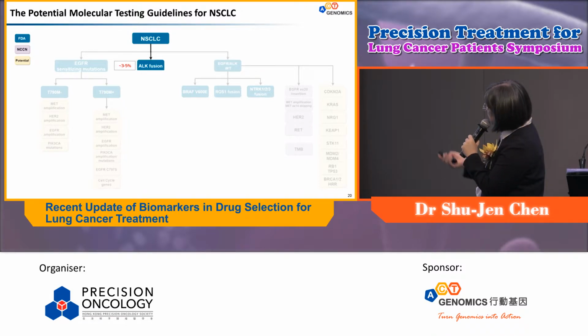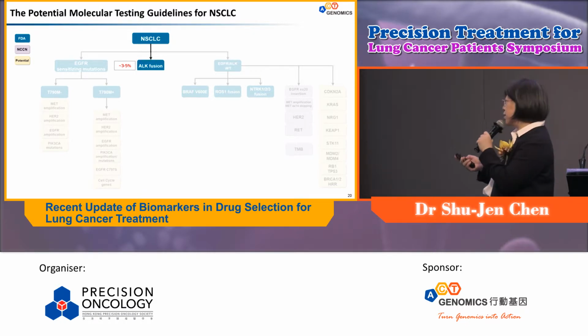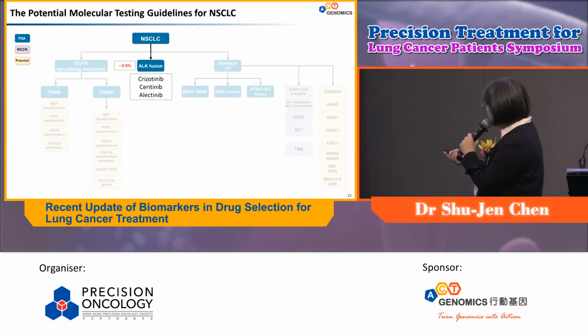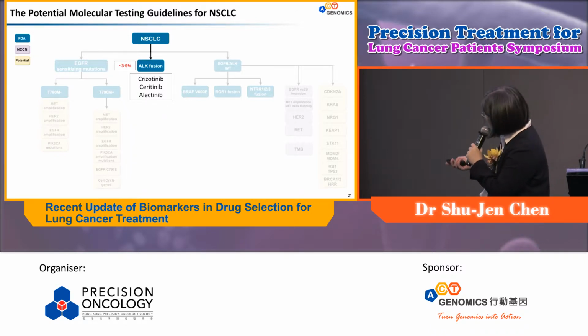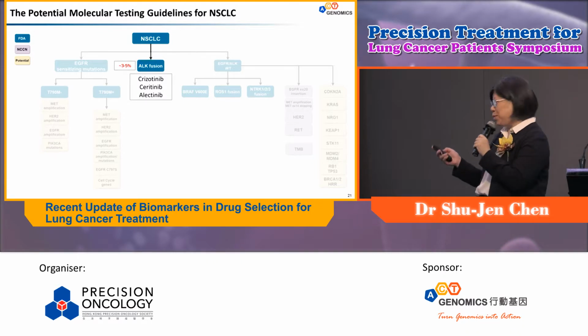Then the second pathway, and also a pretty dominant pathway in non-small cell lung cancer, is ALK fusion. And ALK fusion accounts for only about 3 to 5% of patients. And we already have examples of ALK inhibitors.